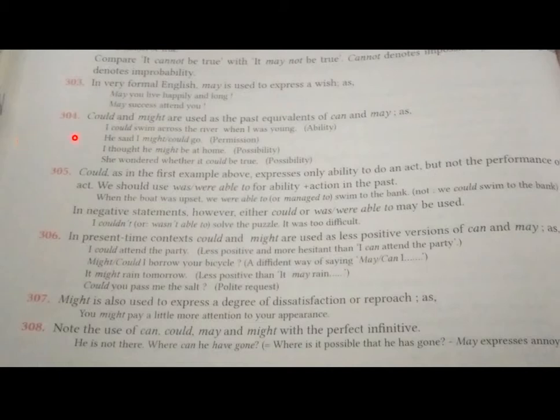Then could and might are used as the past equivalents of can and may. So could and might are the past equivalents: the past of can is could, and the past of may is might. I could swim across the river when I was young. It is an ability. So he said, I might or I could go. It's a permission. I thought he might be at home. Plausibility.